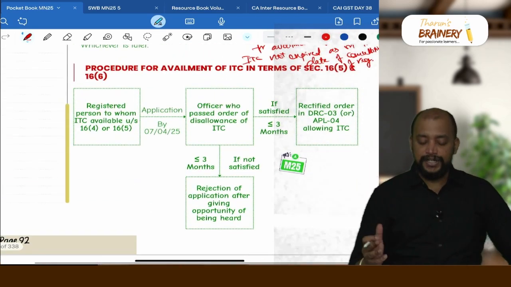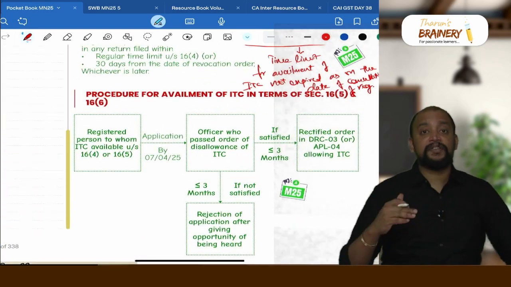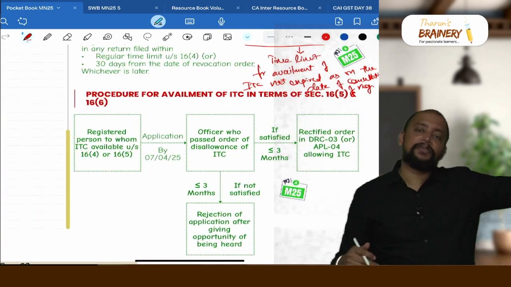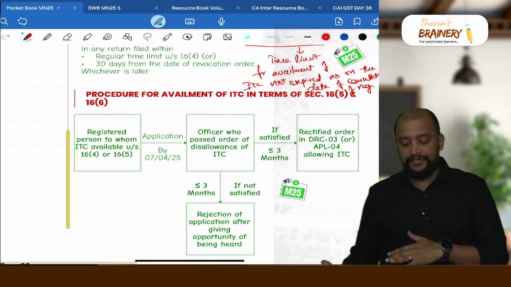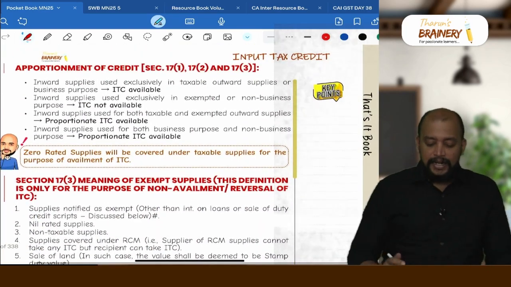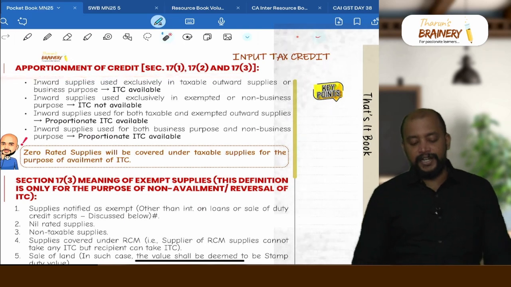And again the procedure is same. So this is for the purpose of if it is rejected. Suppose in the old claims and all, if they have rejected, then we can make the application for availment of ITC. That is this. Then apportionment of credit, section 17.